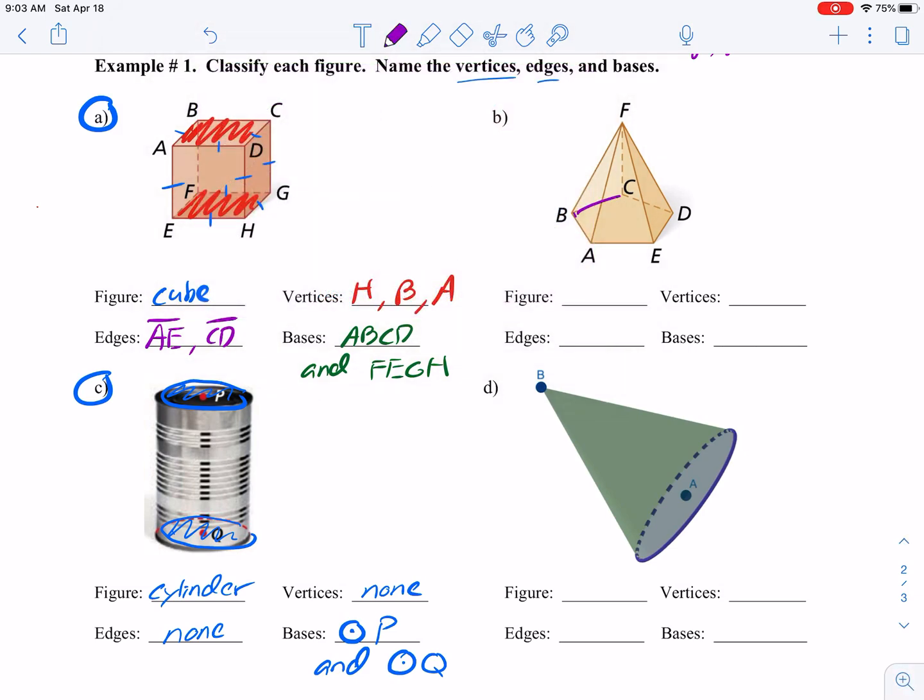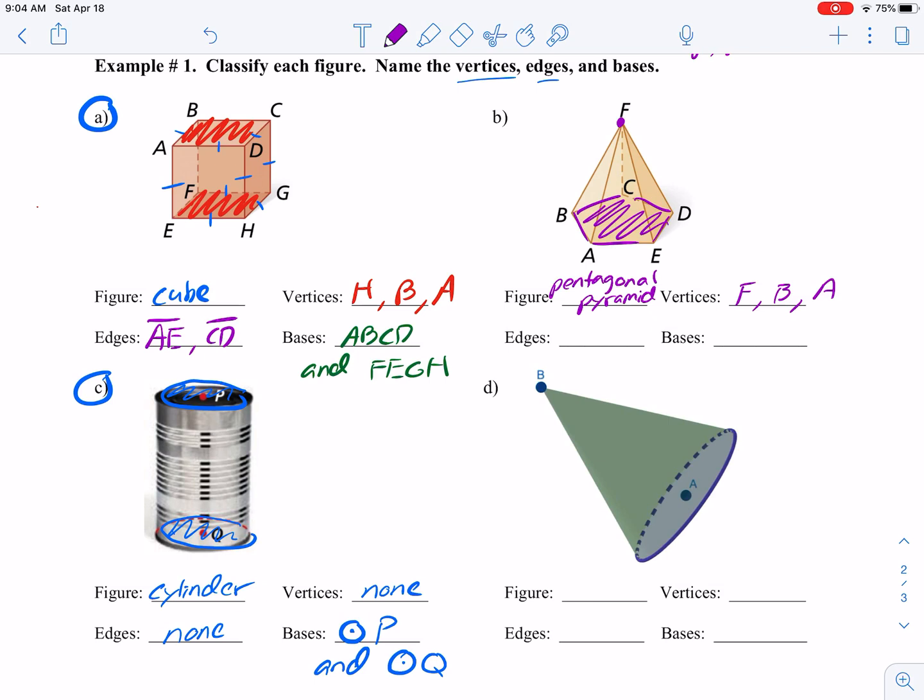Okay, for B, a five-sided polygon with one base would make this a pentagonal pyramid. There's plenty of vertices here. F is definitely a vertex. Actually, all of these points are vertices. So you could have said F, you could have said B, you could have said A. Remember, a vertex connects three faces, so all of those points would have worked.